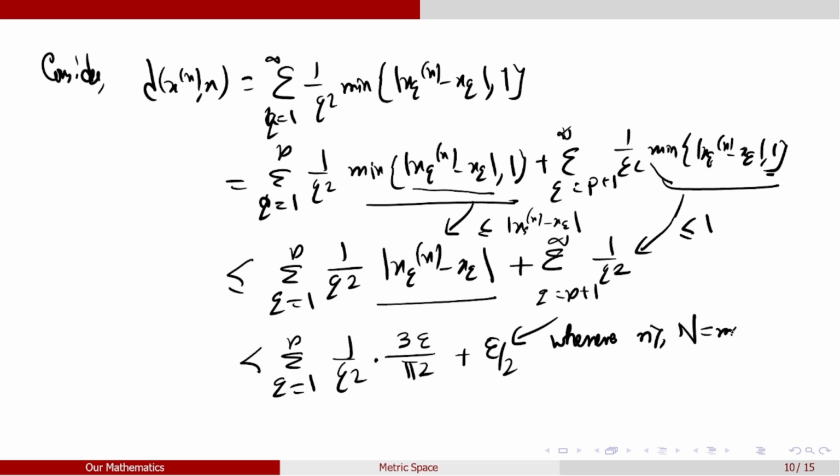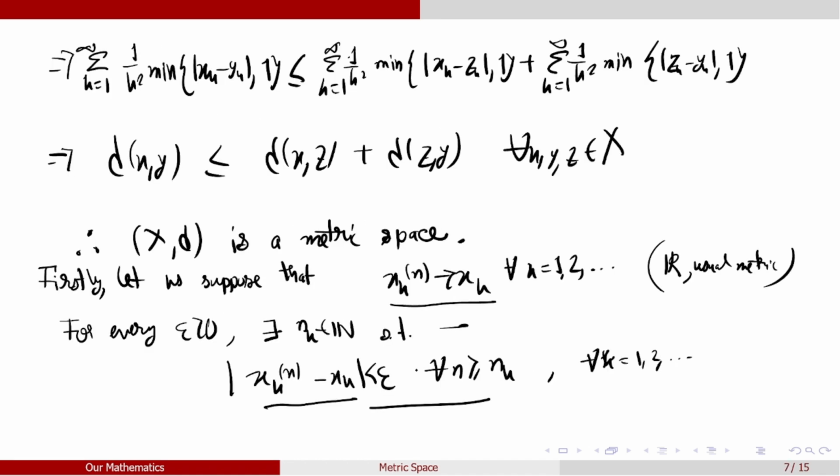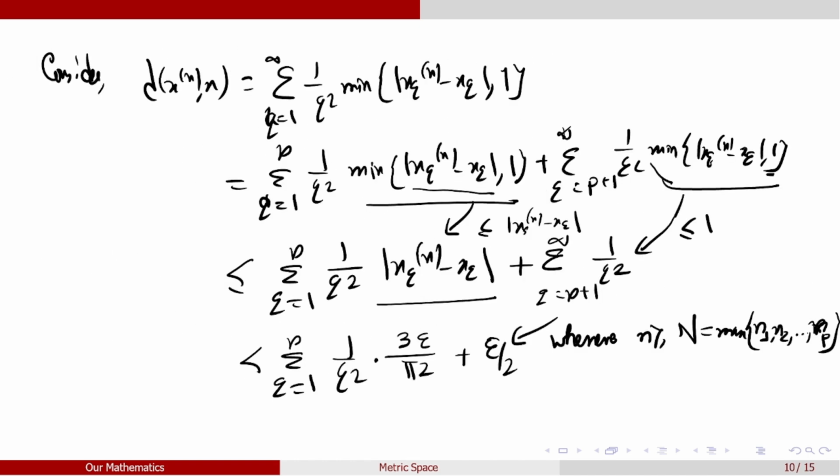What is N? N is the maximum of n1, n2 up to np. There are finitely many, so we are taking the maximum. Now 3 epsilon by pi square is constant, so it comes outside, and the summation of 1 by q square is equal to pi square by 6. You are clear how we are taking the maximum of the finitely many terms, from the first term up to the pth term.